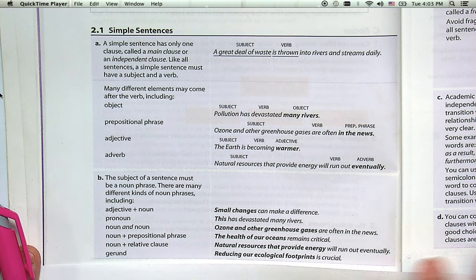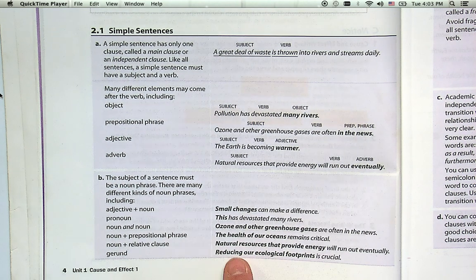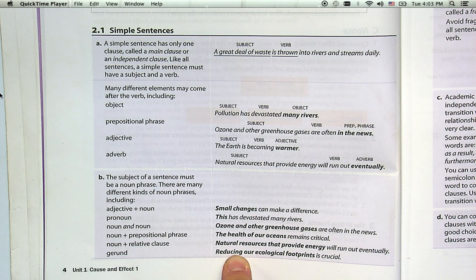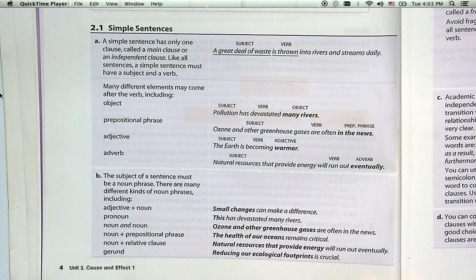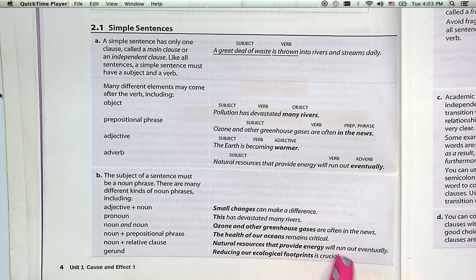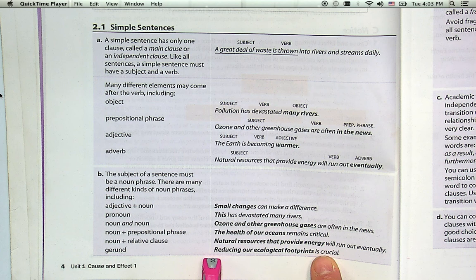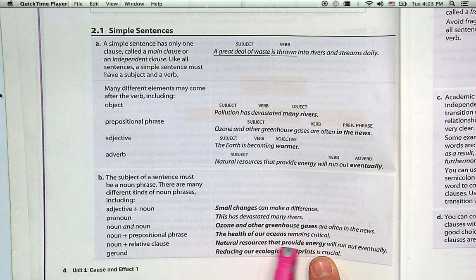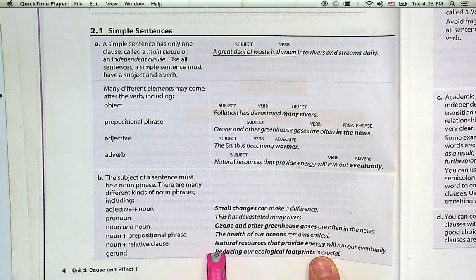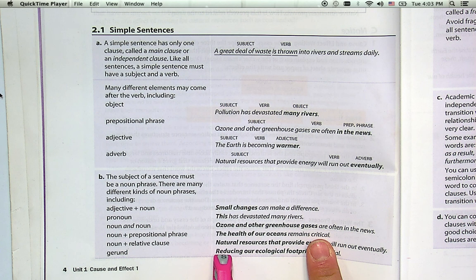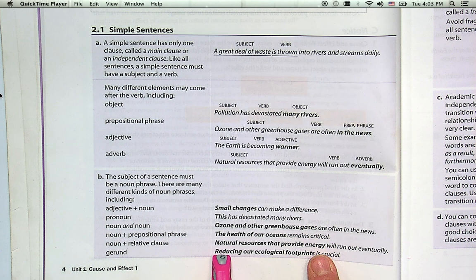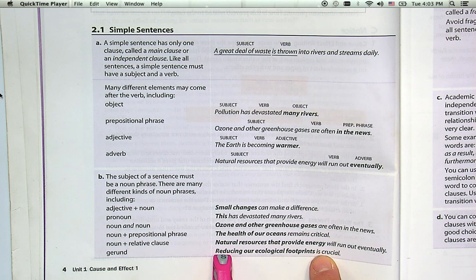Or you can have a gerund. That's the -ing form. It looks like a verb, but it doesn't mean progressive. It just means noun. It's working like a noun. "Reducing our ecological footprints is critical." "Reducing is critical" is our actual subject and verb, and then this is the object of reducing. Reducing what? Reducing ecological footprints. But this is not actually a verb here. It's working as a noun for this verb, "is."